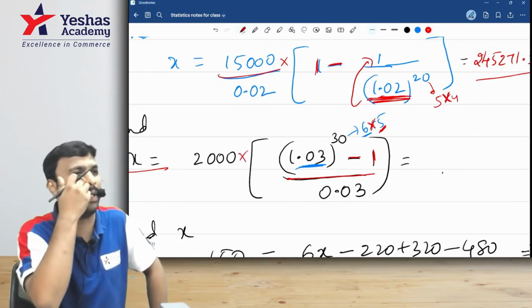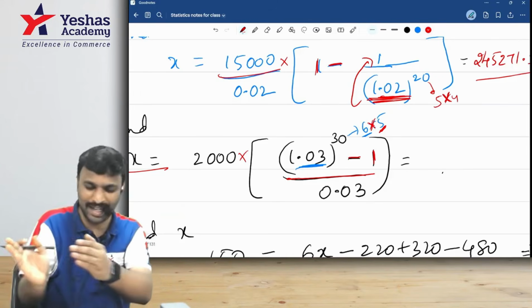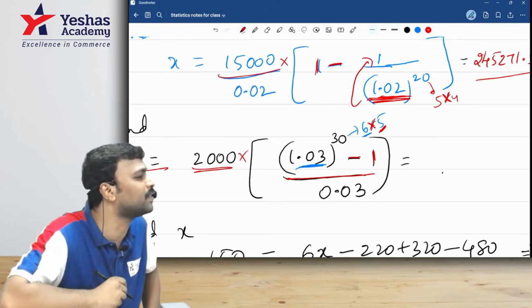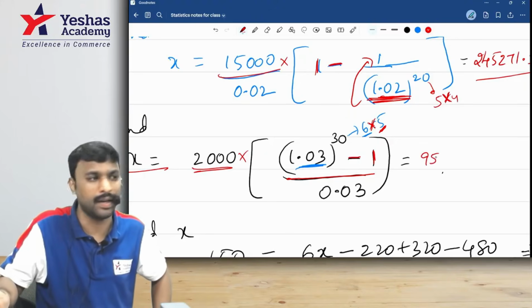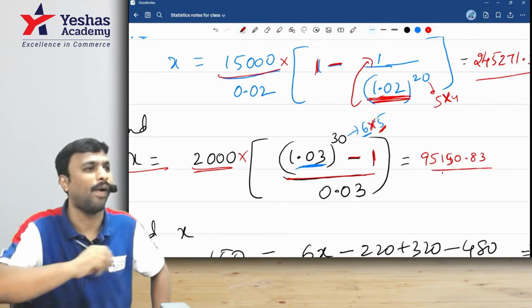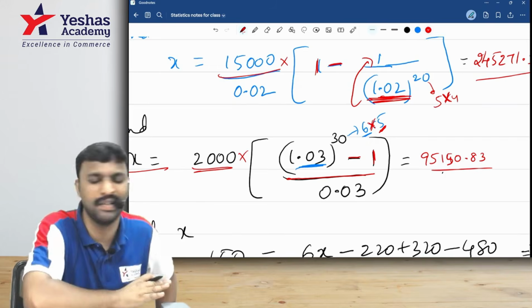Into 2000. We have done everything within the brackets. Come out. There's nothing except 2000. What do you do with 2000? Multiply. How much is it? 95? 150.83. Got it? Everybody? Pakka? 100%.